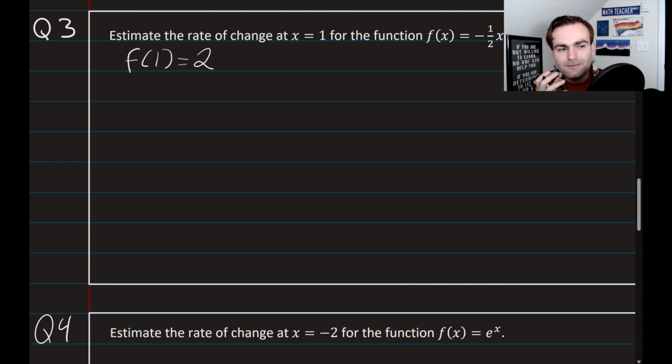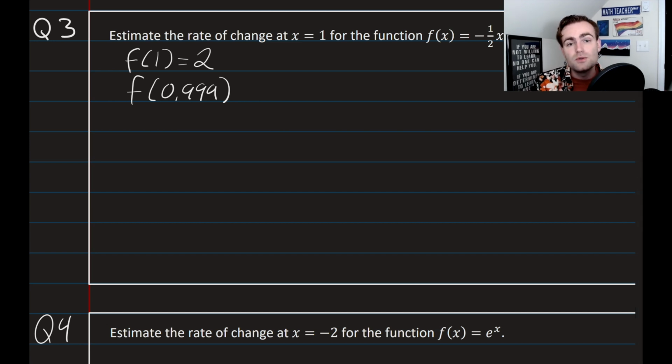Then we need to pick a value that is really, really, really close to 1. So what I'm going to do is I'm going to pick f of 0.999. That is awful. I would never do that by hand. So what you can always do is you can use your calculator. Plug it into your calculator right at the equation as you see, and you can get a very nice estimate that way.